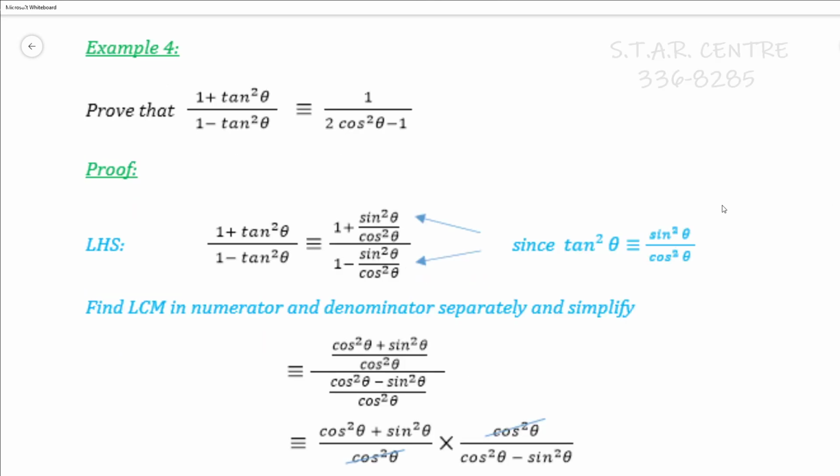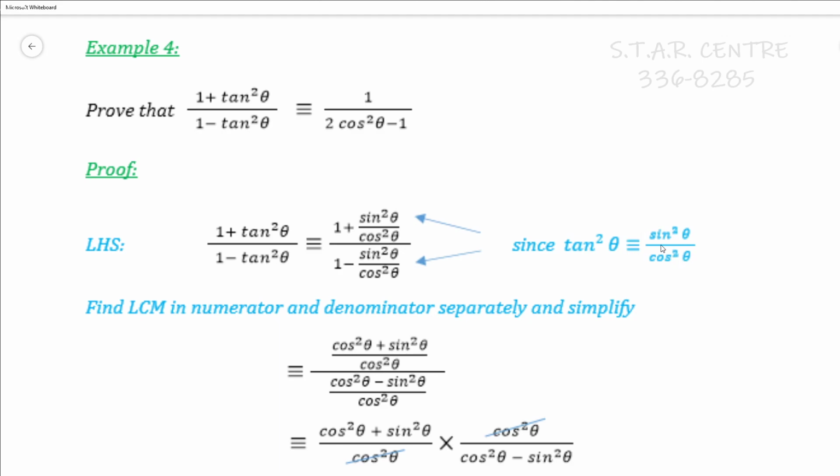Okay, example 4. Prove that 1 plus tan squared theta over 1 minus tan squared theta is identical to 1 over 2 cos squared theta minus 1. So again, I'm starting on the left hand side. Now on the left hand side we have tan theta, but on the right hand side I don't have any tan theta, I have cos instead, which means that to do our proof we need to express our tan squared theta using the identity written here. Tan squared theta is identical to sine squared theta over cos squared theta.